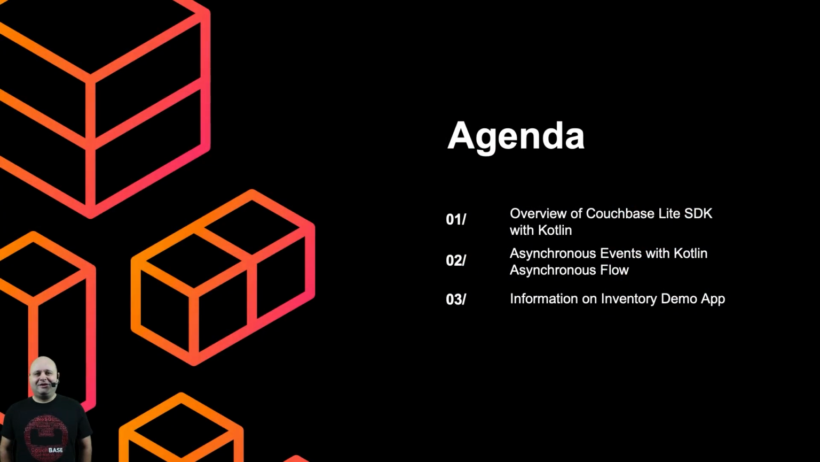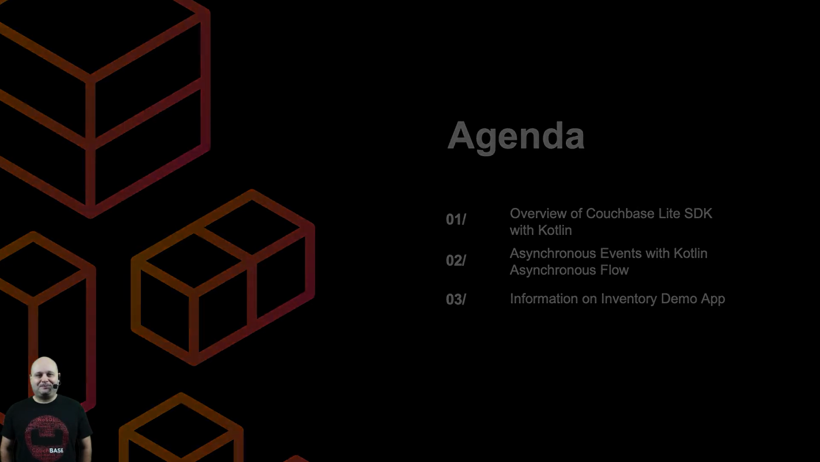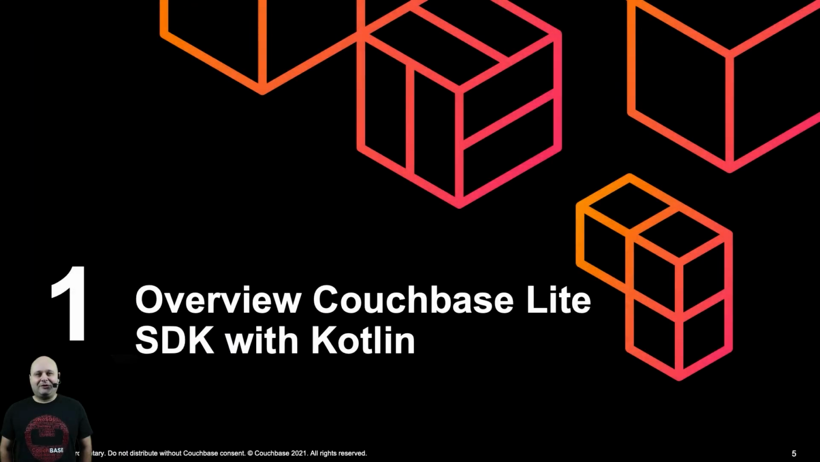To get started, let's review the agenda for today's talk. First, we'll begin with an overview of the SDK with some code snippets of everyday tasks like opening databases and reading and writing documents. Next, we'll review asynchronous events using Kotlin flows. Finally, I'll show you how you can get access to some source code of a demo app that you can use to review the SDK in action. Let's get started with an overview of the Couchbase Lite SDK.